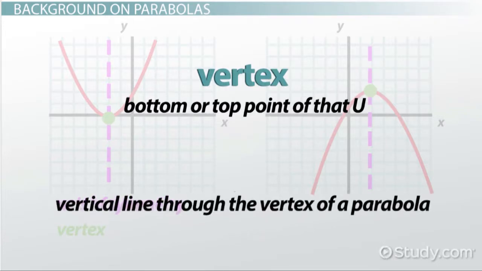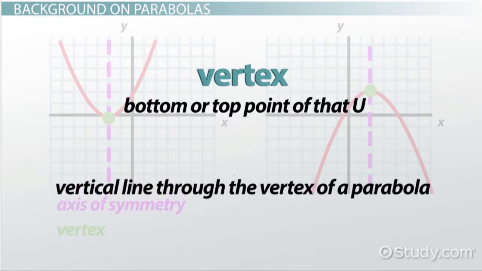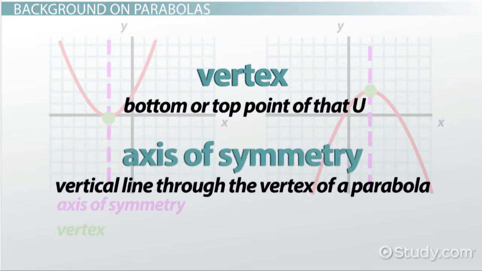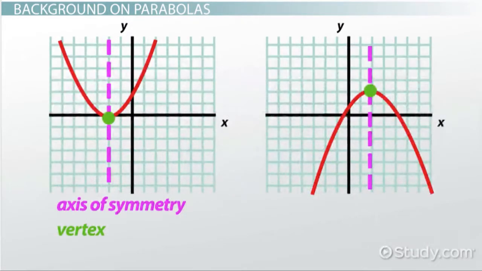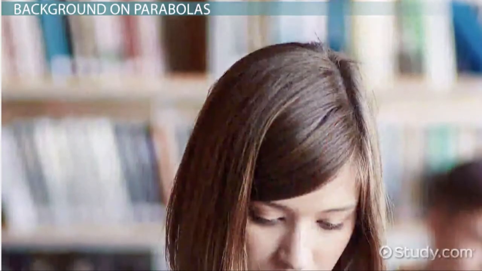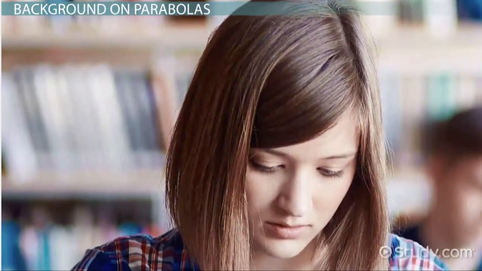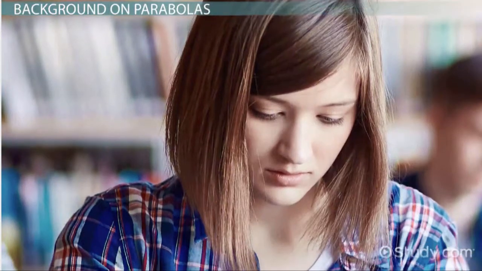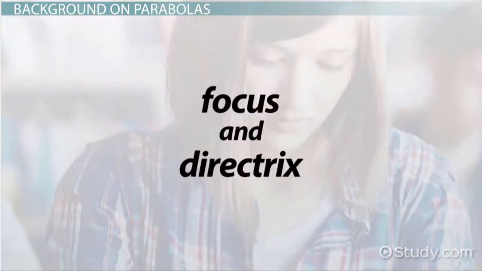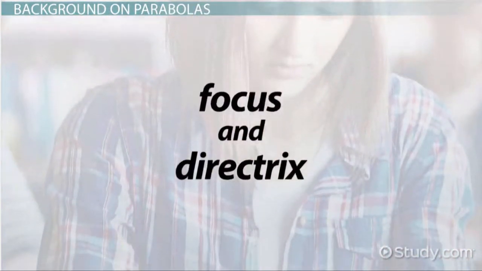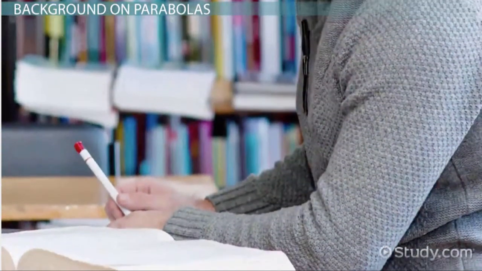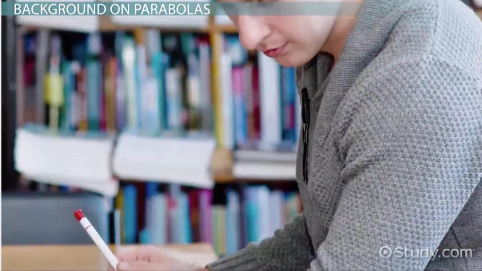The vertical line through the vertex of a parabola is called the axis of symmetry, and the parabola is symmetric with respect to this line. There are two more characteristics of a parabola that we are interested in for this lesson, and those are the focus and the directrix of the parabola. We can use these characteristics to formally define a parabola.